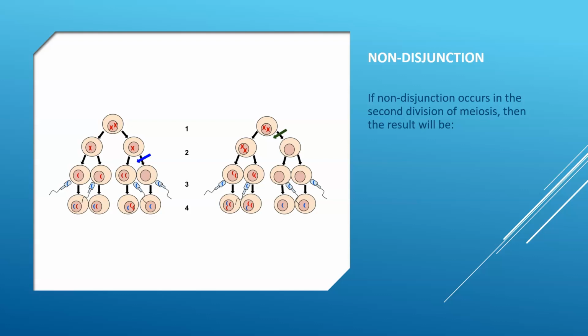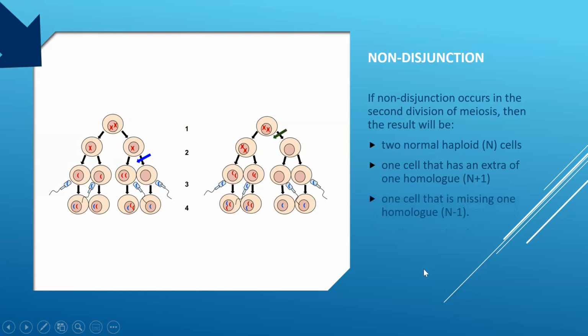If non-disjunction occurs in the second division, then the result will be 2 normal haploid cells. So there's our 2 normal, 1 cell that has 1 extra, so you've got 1 extra in that one, and then you've got 1 cell with 1 chromosome missing.